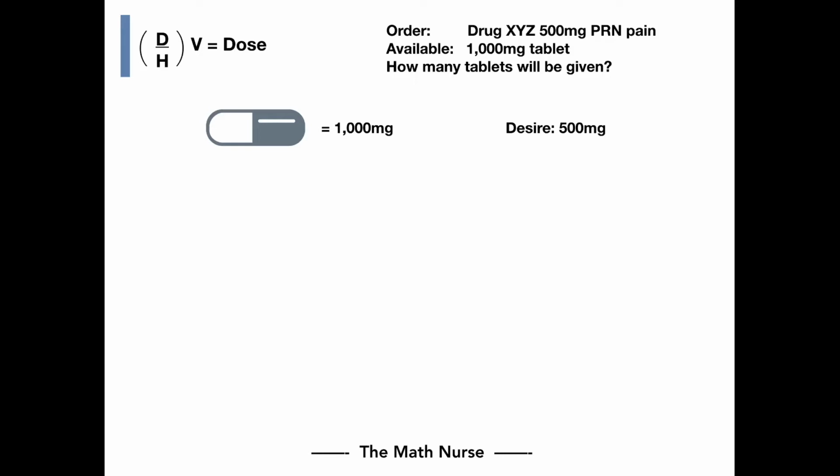So this one's pretty straightforward, something you could probably do without this calculation. But let's go ahead and plug it in so that you can see step by step how to plug things in here. What we desire to give the patient is 500 milligrams. What we have on hand is a 1,000 milligram tablet. We're going to times that by 1 because we have 1 tablet to give. That's our volume. That's going to give us 500 divided by 1,000, 0.5. Make sure you remember to do those leading zeros. 0.5 tablets is our answer. So we're going to cut that tablet in half and give it to the patient.